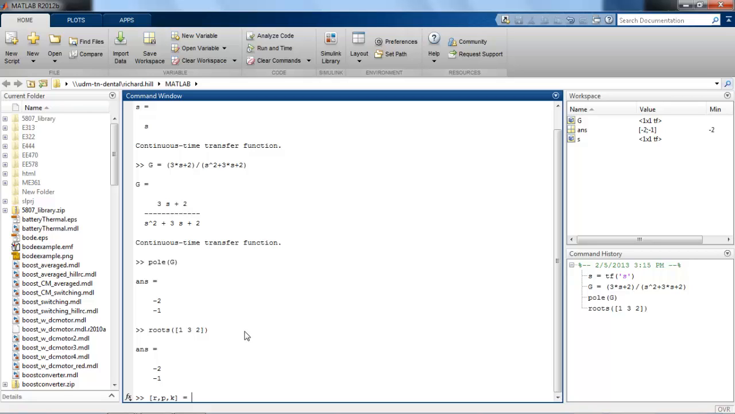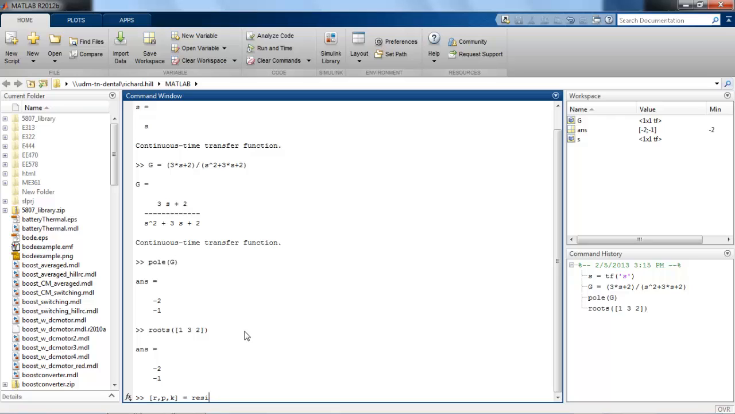The only time that k is important is if you have a function where the numerator is a higher order than the denominator. In practice, that's a non-causal function. No physical system, physically realizable system, will have that form. So in general, we won't have to deal with that.